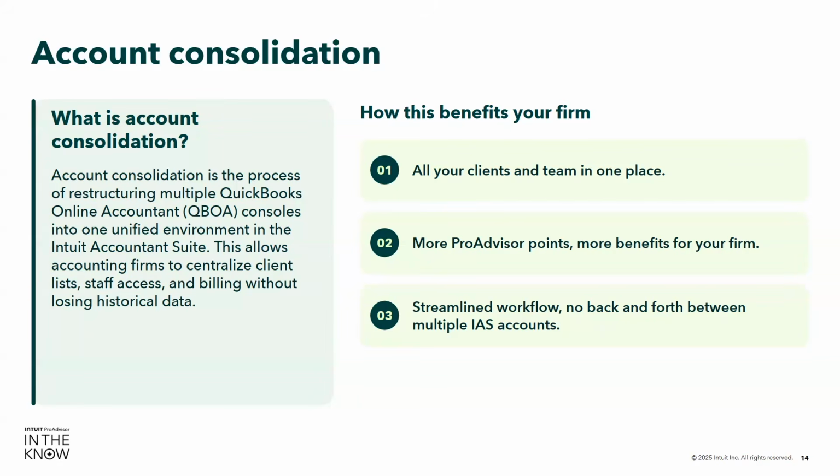Another example is for the bigger firms out there. There used to be a max cap on how many clients you could have in your firm, and there still is, but the cap has gone up significantly. And so you could consolidate all of your firms or your QBOA accounts or your IAS accounts into one account with this as well. If you're like me, a few months ago, I went from being a sole proprietor to a corporation, and I had been putting it off forever because I didn't know about this feature. And I thought that I would have to lose access to all of my clients to create a new firm for my corporation. And that is just simply not the case.